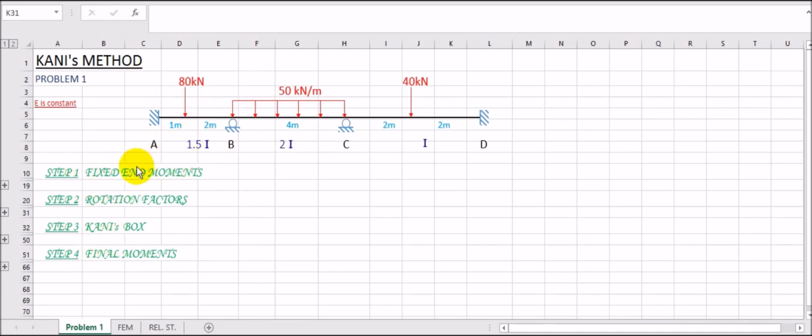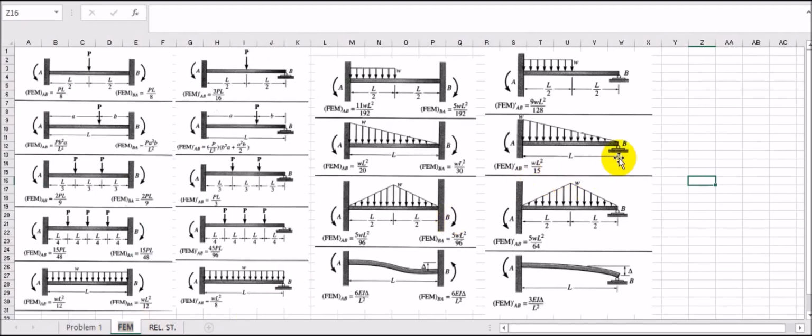So fixed end moments, I'm assuming that you might know, and if you don't know what fixed end moments are, don't worry, I have got you there. I've tabulated the fixed end moments here. These are fixed end moments for different cases. This is a point load acting at the center. Then there's a point load acting at a distance a. Then there are two point loads and many different kinds of loadings.